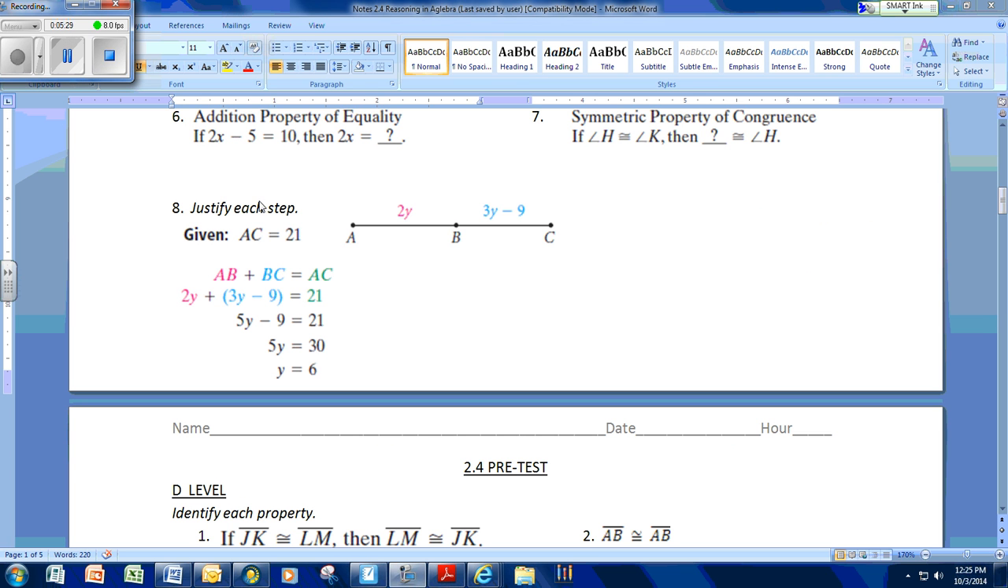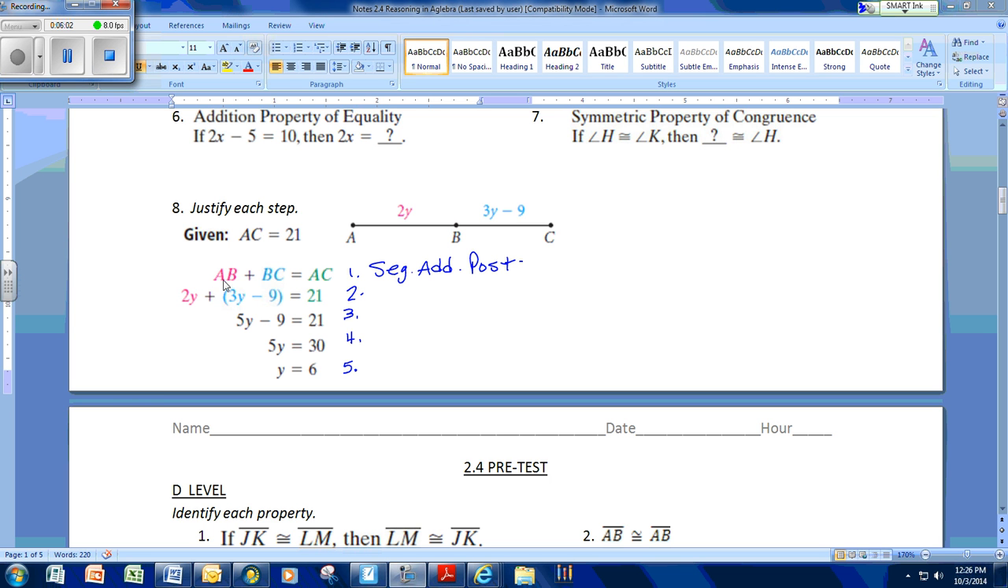Okay, now we're going to put it all together here. We have a diagram and the problem is already set up and done for us. We're just going to justify each step. There are 1, 2, 3, 4, 5 steps here, so I want to provide 5 reasons why these steps were stated. The first step says AB plus BC equals AC. That would be the segment addition postulate, which tells us that we can add up pieces of a segment to equal the whole thing.